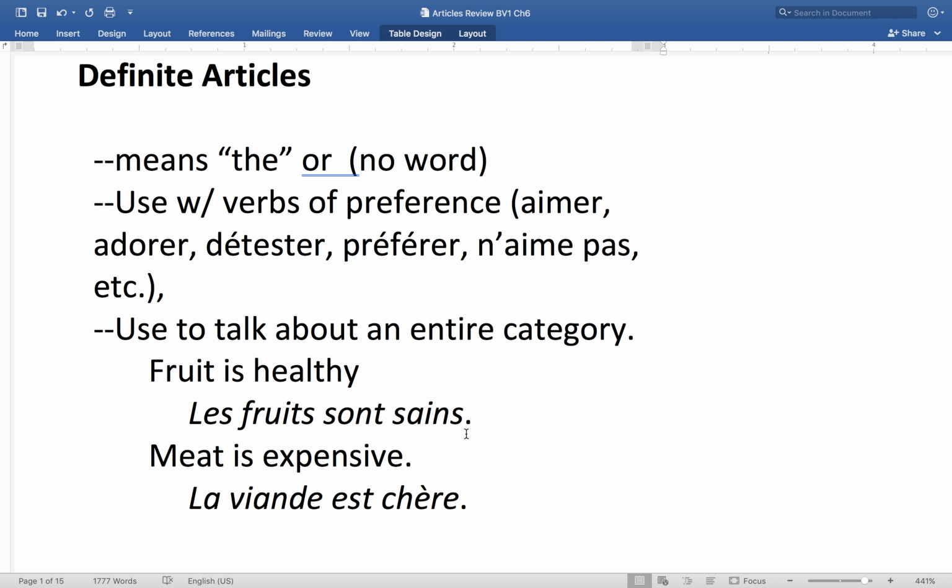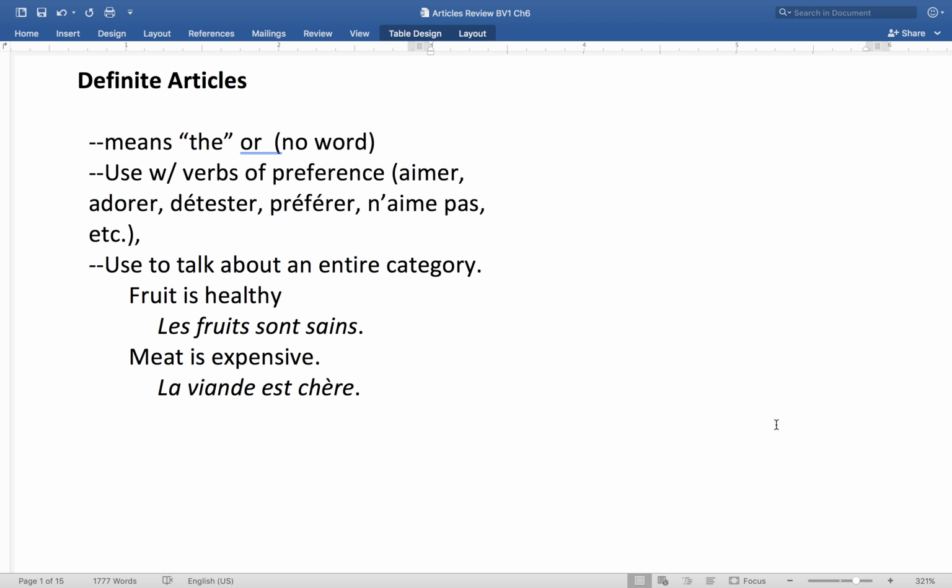Les fruits sont sains. In English, remember how up here I said no word. In English, we don't say the fruit is healthy. No, we say fruit is healthy. In French, we have to use an article. Meat is expensive. La viande est chère. Okay, it's moving right along.